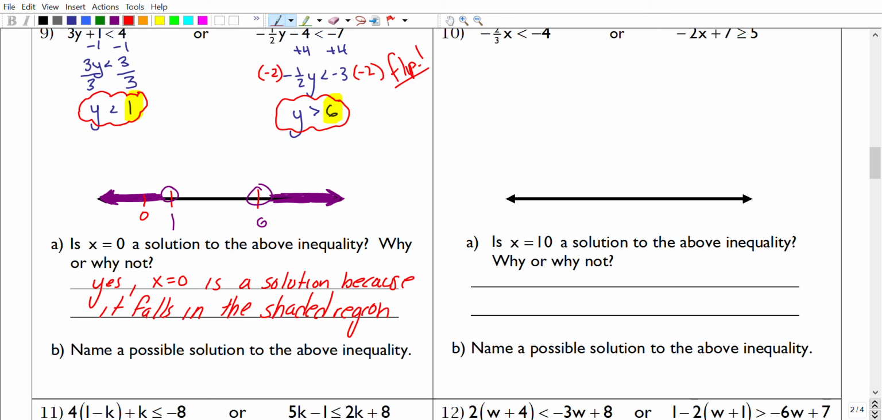Part B said, name a possible solution to the above inequality. So again, anything that falls in that shaded region. What about something greater than 6, maybe like 10? So you would say x equals 10. Now there are multiple answers here. You could have said x equals negative 20, because that would be to the left of 1. You could say x equals 1,000,000, because that's greater than 6.